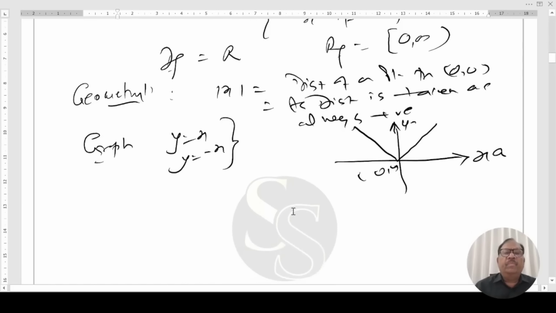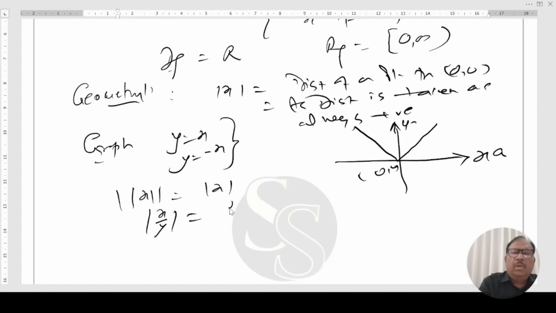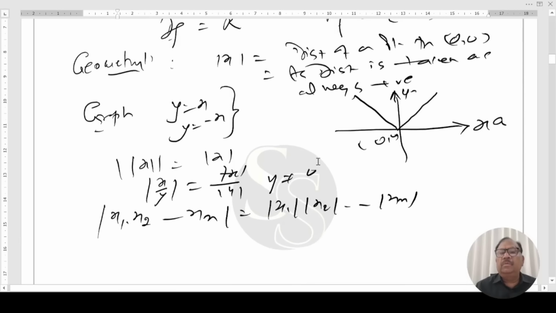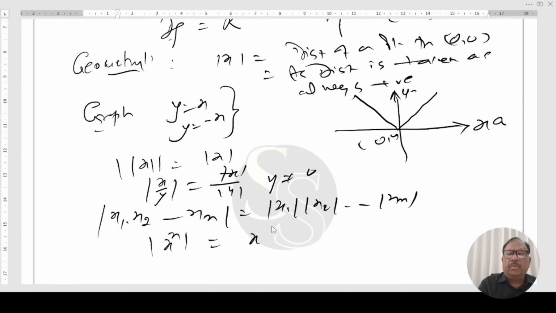Right? Next, certain properties. Mod of x upon y is mod x upon mod y, where y should not be equal to 0. For a product x1 x2, we can take the mod individually. For x to the power n, we can take mod x to the power n, like this.